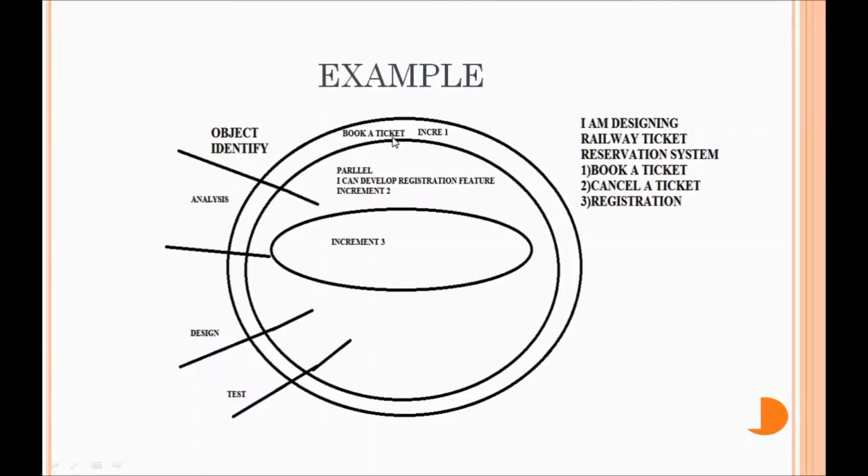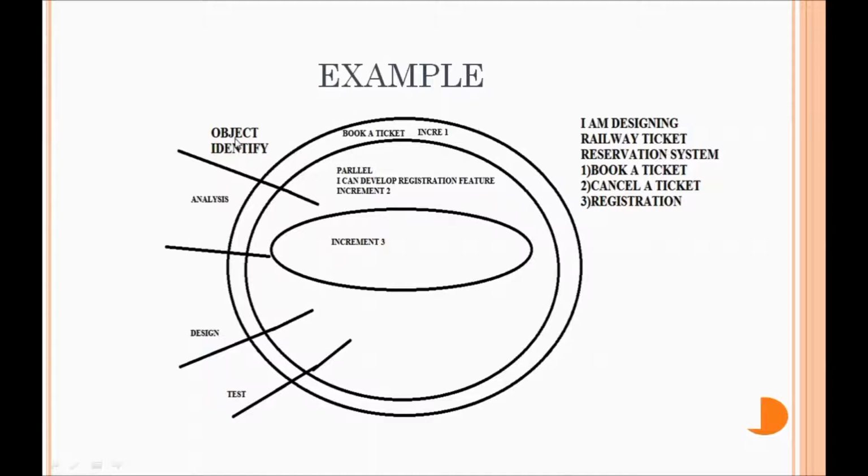To develop this book a ticket feature, what is the first thing I have to do? I have to collect the requirements. So for book a ticket, what can be the requirements? You need the customer name, the customer address, the customer credit card number, like that. So objective identification means you have to identify those requirements for developing this feature.